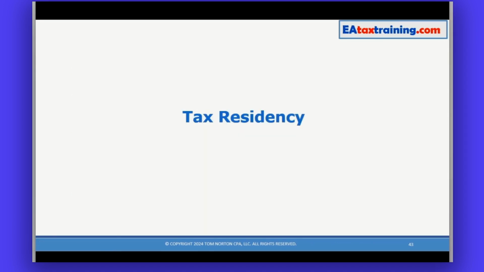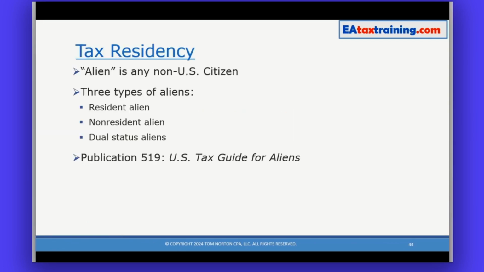Residency. We've thrown around these phrases here: resident alien, non-resident alien. So what are we talking about? Well, an alien is any non-U.S. citizen. So if you or your taxpayer client is a non-U.S. citizen, they are considered an alien in the tax law. There's three types of aliens: resident alien, non-resident alien, and a dual status alien.